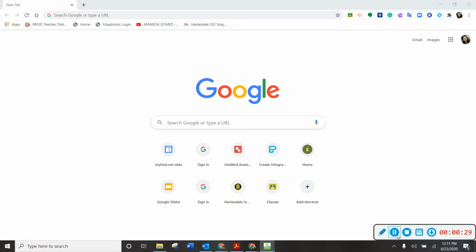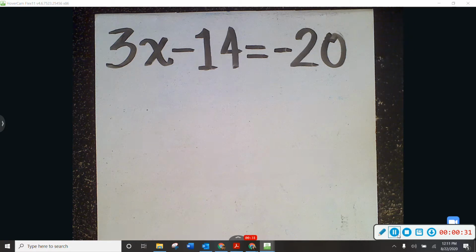So first and foremost, I don't want to make any assumptions. I know it's been a long time since you've been in the classroom, so I'd like to remind y'all how to solve this basic two-step equation. So to begin, we have 3x minus 14 is equal to negative 20.